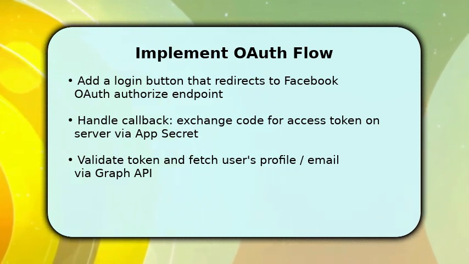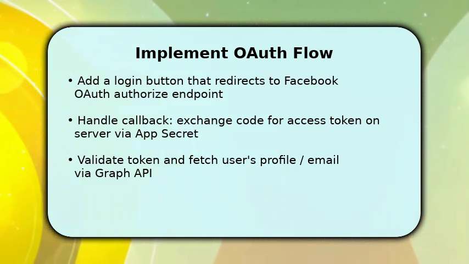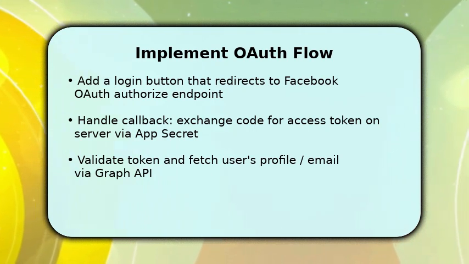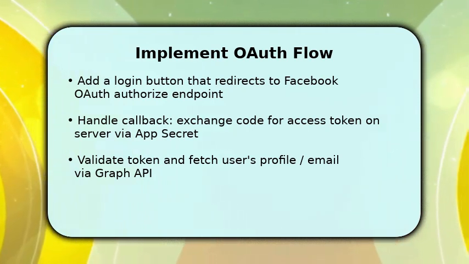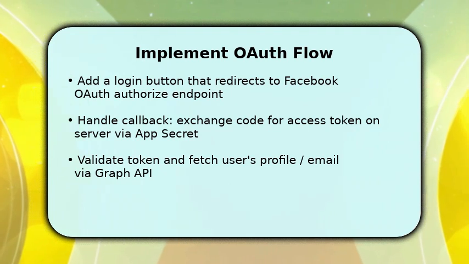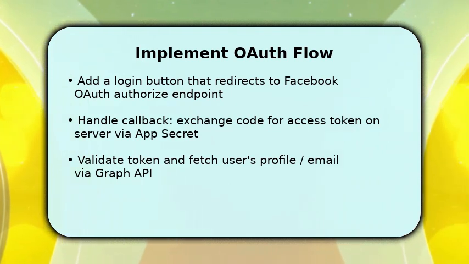Once you have the token, validate it and request the user's profile or email from the Graph API. This server-side exchange prevents exposing the app secret and secures the login.